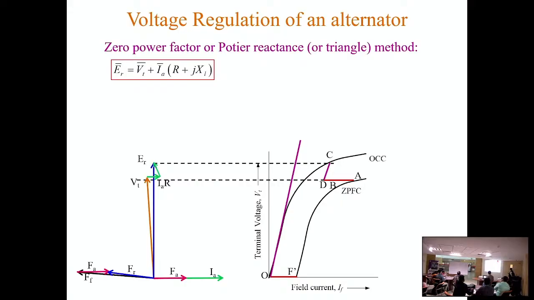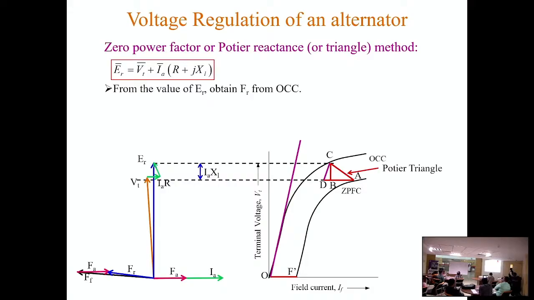So here now we will join A and C, and we will drop one perpendicular on AB or AD from C. So that length BC is equal to IAXL actually, and AB length is actually FA, armature reaction. So here BC length is IAXL and AB length is FA. Once we get this IAXL, we can calculate ER, and using OCC we can get the corresponding FR.